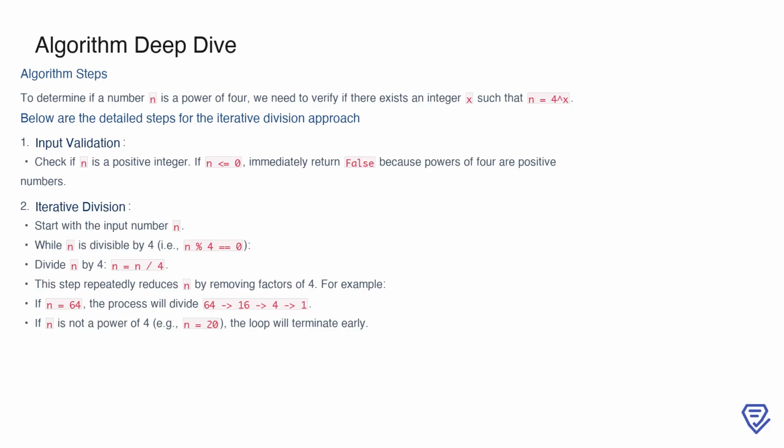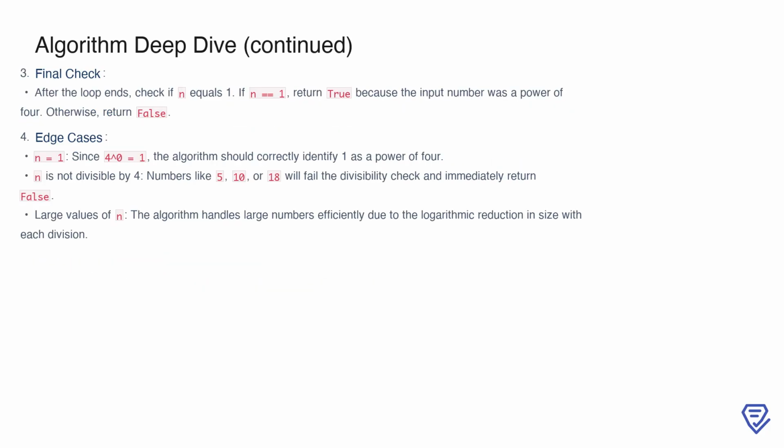For instance, if the input is 64, we divide it step by step. 64 becomes 16, then 4, and finally 1. This confirms that 64 is indeed a power of 4. On the other hand, if the input were a number like 20, the division process would terminate early, indicating that it is not a power of 4. After the iterative division completes, we perform a final check. If the resulting number equals 1, we return true, confirming that the input was a power of 4. Otherwise, we return false.